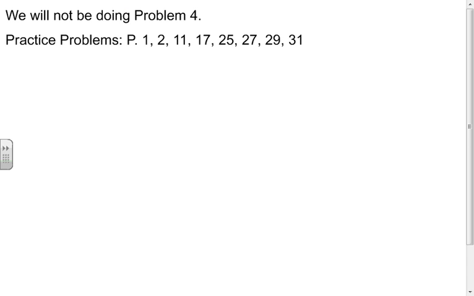Okay? In your book, there's a problem number 4. We're not going to be doing anything like that, so we're not going to worry about it. Practice problems for this section. I forgot to put a page number in there, but the problems are 1, 2, 11, 17, 25, 27, 29, and 31. Go ahead and get a head start on those, and you can finish them up in class if you have any questions.